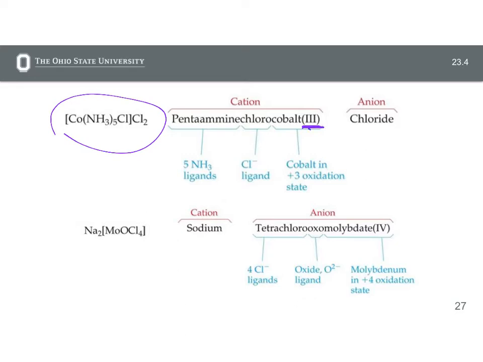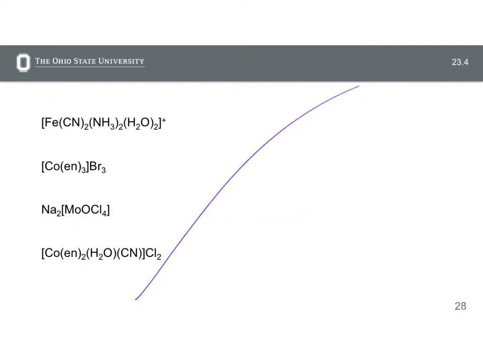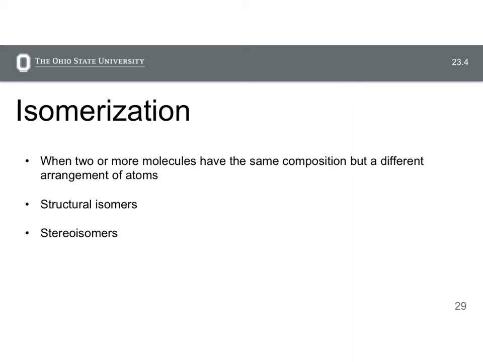Whenever you see Roman numerals in parentheses, though, this is important. I think you probably saw this before. The Roman numeral in parentheses refers to the oxidation state. So in this compound, cobalt is in the +3 oxidation state. We always name the cation first, so if we have something like this complex, the sodium tetrachlorooxymolybdate 4, the sodium ion gets named first. Okay, skip. So fun.